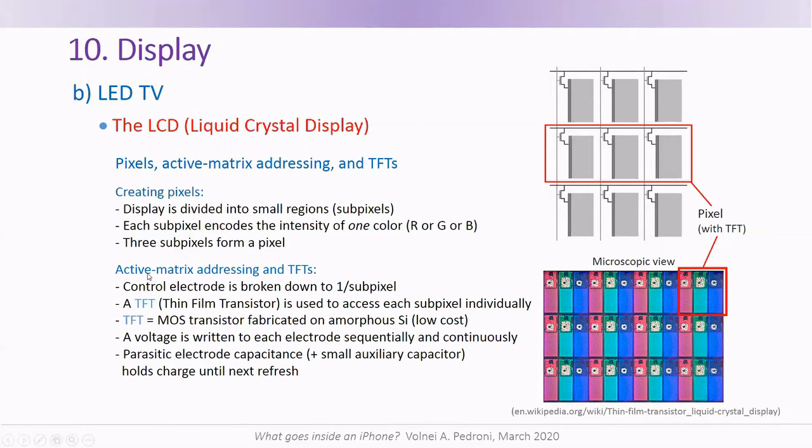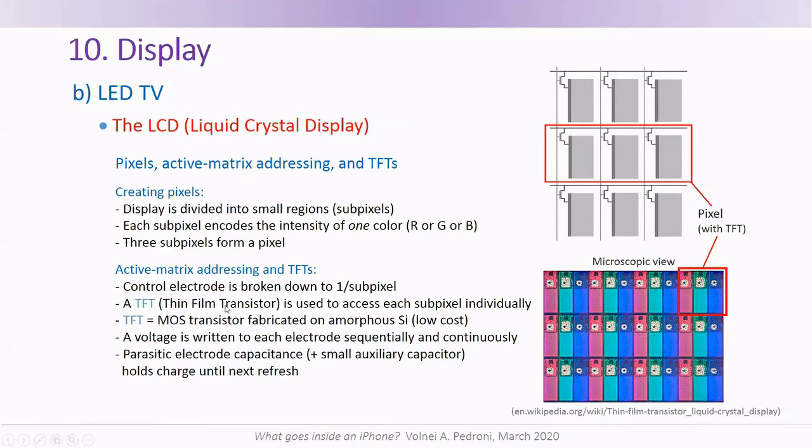Remember that the LCD requires two electrodes, so we can use one common to all the subpixels, but the other one must be broken into one per subpixel. This is illustrated here. So this is a subpixel, and this is the electrode. So there is a different electrode for each subpixel. The other one, not shown here, is common to all of them.